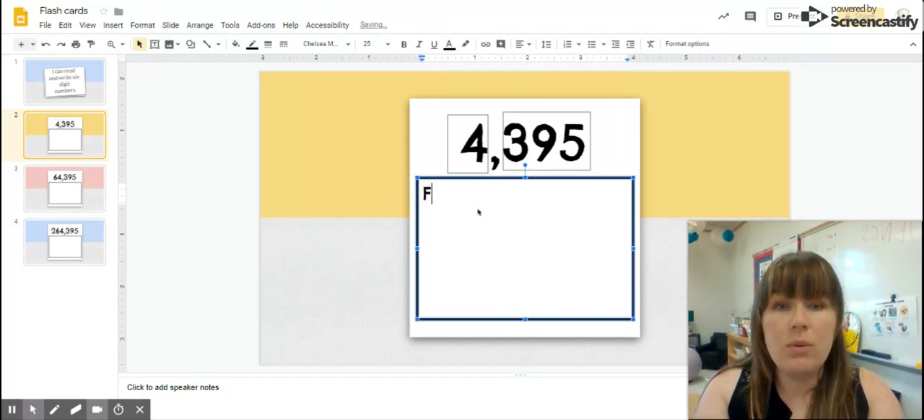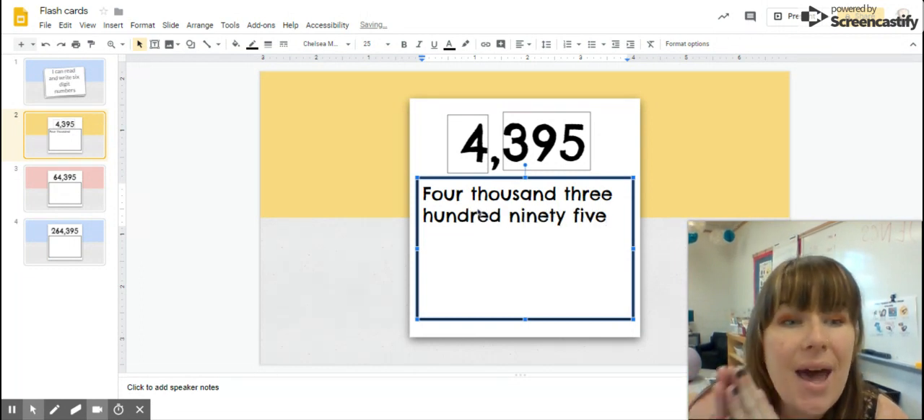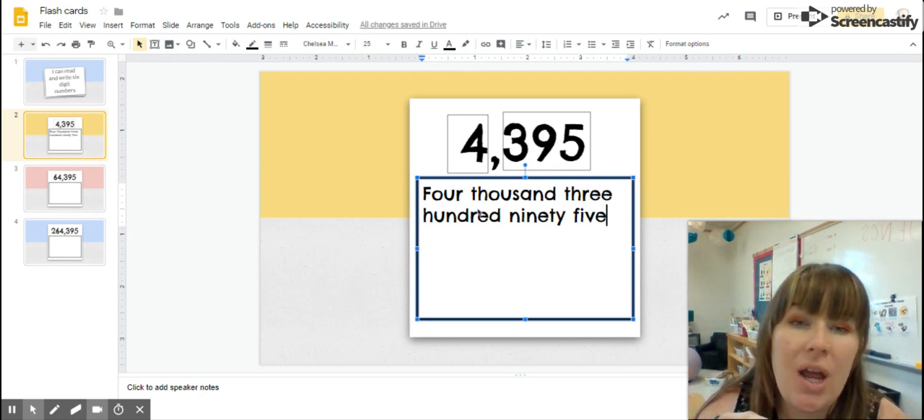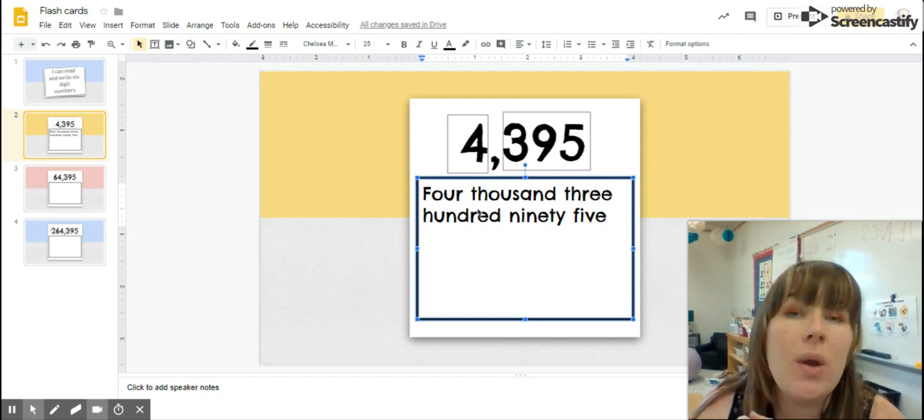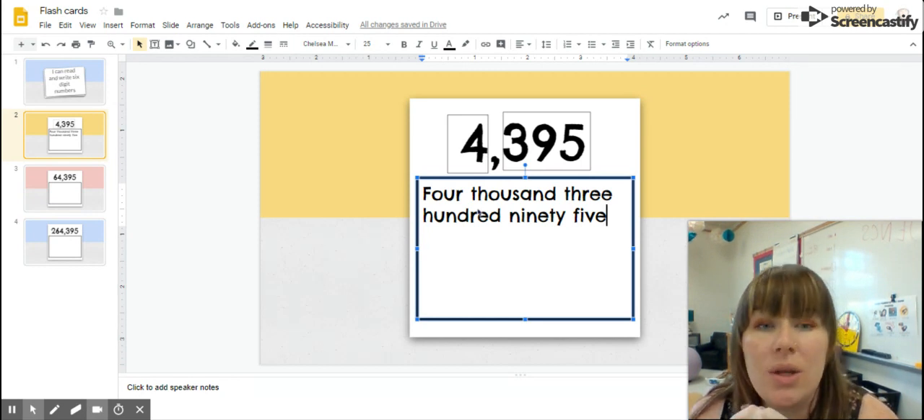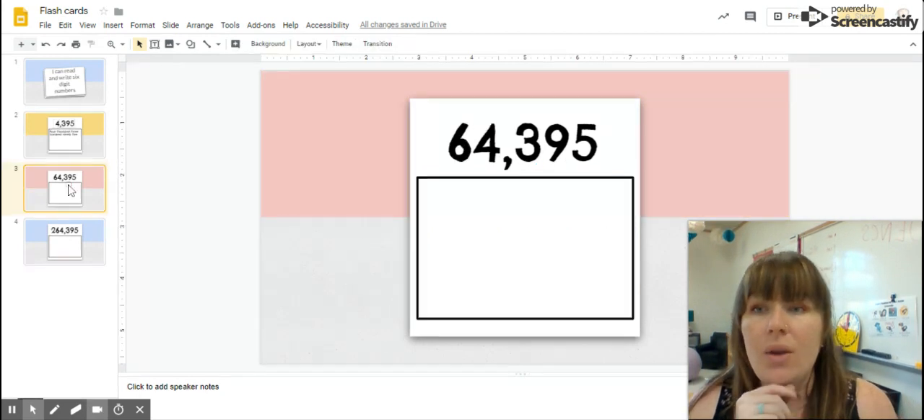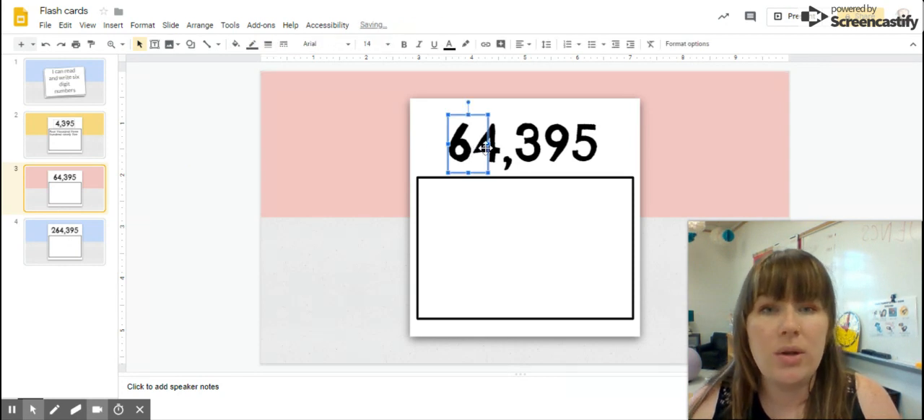When we're ready to type that number or write it, we're going to write it exactly the way we hear it. The first word we said was 4, then we said thousand, and then the next number was 300, and then 95. You write the word exactly as you say it. You do not write the word as 4 thousands, 3 hundreds, 9 tens, and 5 ones. That's the expanded form. We're talking about word form right now. In word form, you write it exactly the way you hear it said: 4,395.